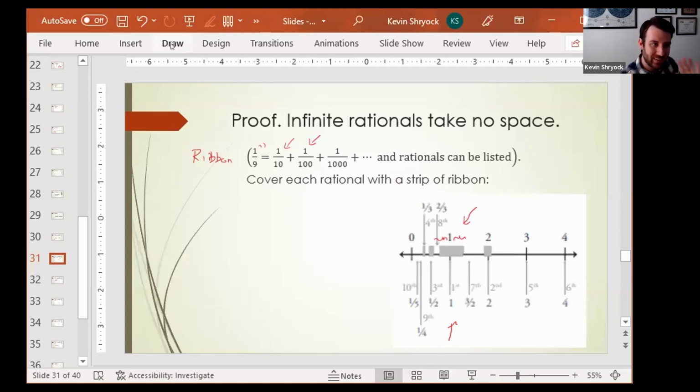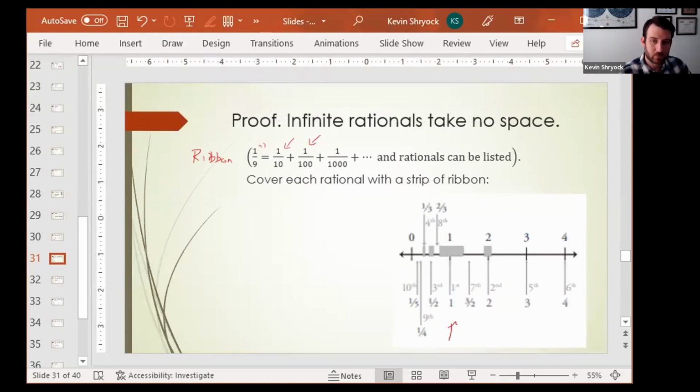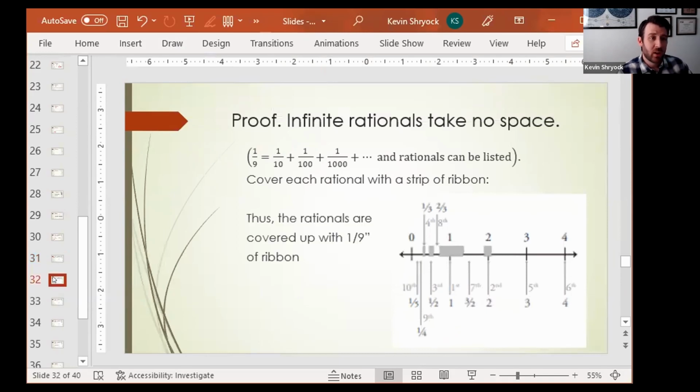I'm just simply saying we can cover up every single rational number with some ribbon, and that it's not going to be a total amount of ribbon more than 1/9 of an inch. All right, so 1/9 of an inch of ribbon is all I need to cover every fraction on the number line if I'm creative about it. Thus, the rationals must be together no bigger than 1/9 of an inch.